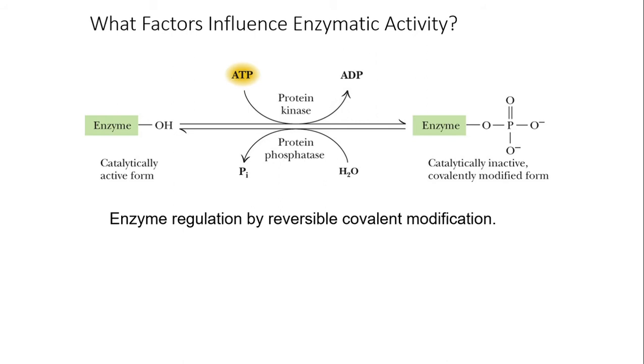Phosphorylation can activate. It depends upon the enzyme. And we'll see examples of that too as we look at some of our metabolic pathways. Again, this is reversible. To reverse this, we need a protein phosphatase. And this enzyme is responsible for hydrolyzing that phosphate group and making that enzyme active again.